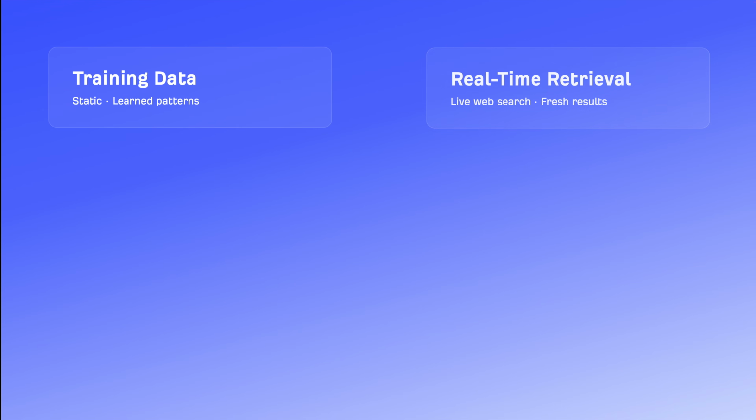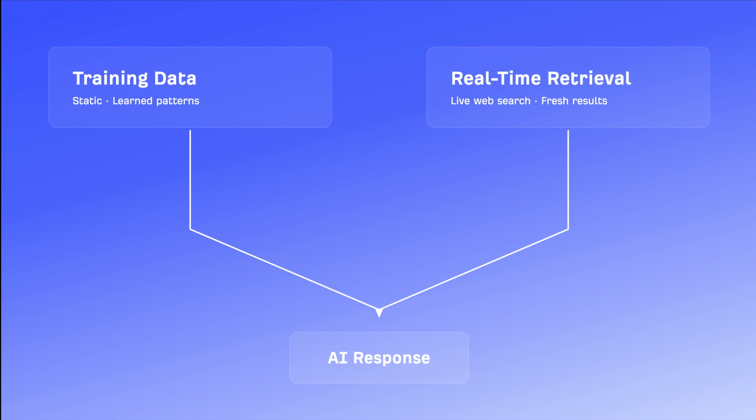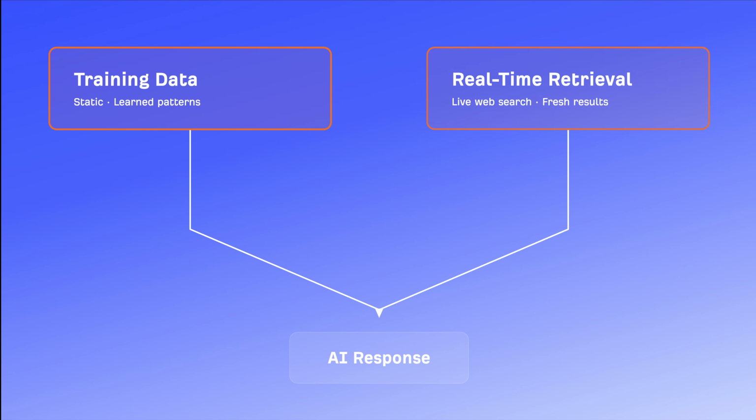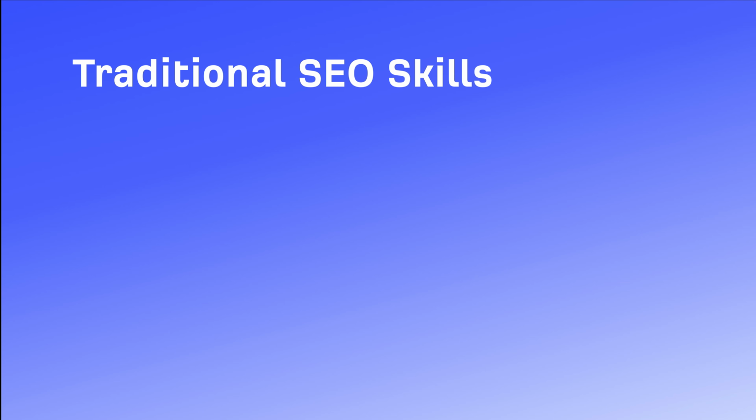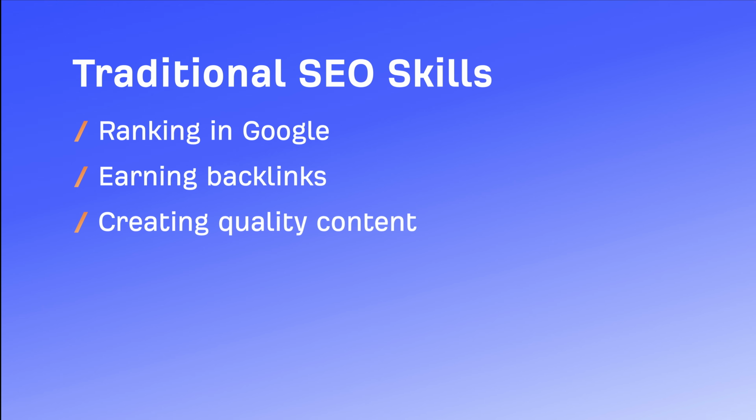Now, why does this matter for you? Because it means there are 2 ways to influence what AI says about your brand. The first is to be mentioned so widely across the web that you're baked into the training data itself. And second is to make sure your content shows up when the AI searches the web in real time. And guess what? We already know how to do that. That's SEO. The skills you already have from traditional SEO, ranking in Google, earning backlinks, creating quality content, those directly influence whether AI picks up your pages during real-time retrieval.